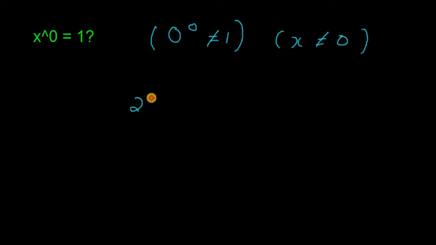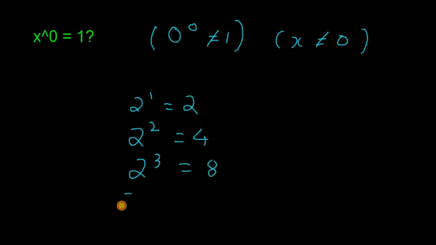So 2 raised to 1, as we all know, is equal to 2. 2 squared, that is 2 raised to 2, is equal to 4. 2 cubed, 2 raised to 3, is equal to 8. 2 raised to 4 is equal to 16. So these many are enough. So you see that we'll be finding 2 raised to 0 if we find the pattern between these.